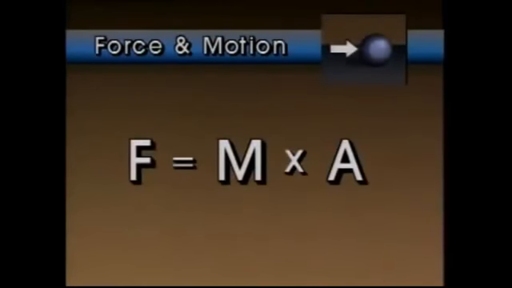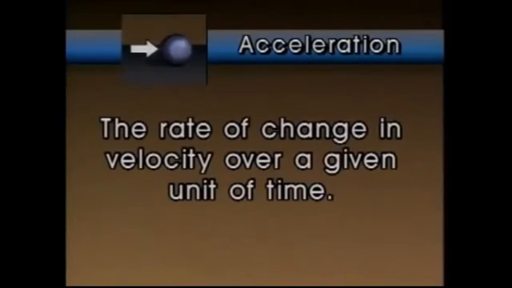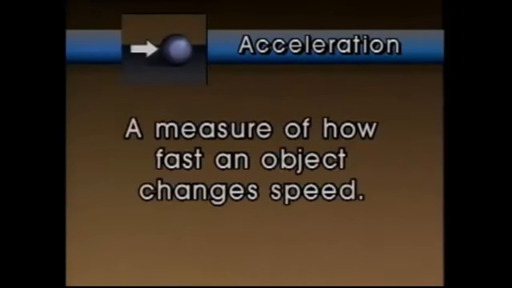Now, the second law deals with the applied force. Simply stated, the second law says that force, F, equals mass, m, times acceleration, a. Acceleration can be defined as the rate of change in velocity over a given unit of time. A change in velocity may cause an object to either speed up or slow down. So basically, acceleration is a measure of how fast an object changes speed. That is, either speeding up or slowing down.